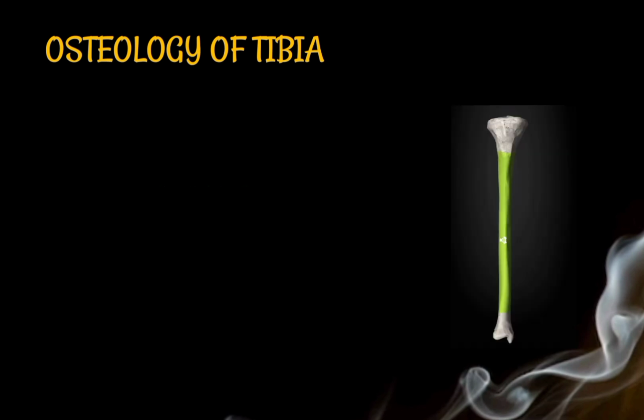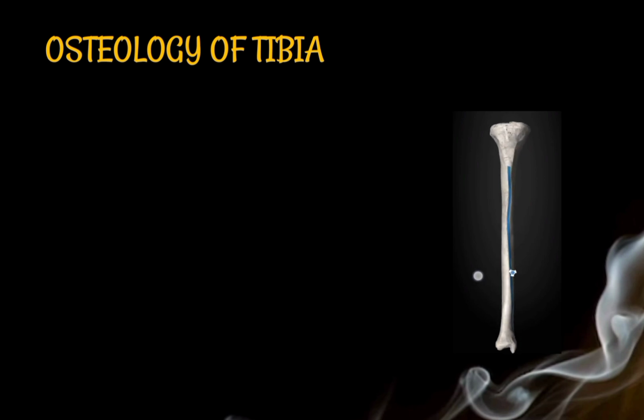Now moving toward the shaft of the tibia bone. The shaft of the tibia bone is very simple. It has three borders, the anterior border, the medial border, and the interosseous border, and it has three surfaces, the lateral, medial, and the posterior surface. So let's discuss them.